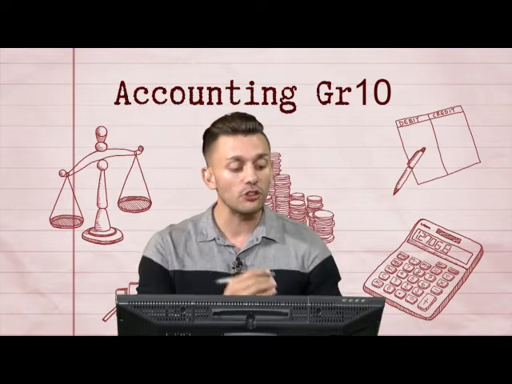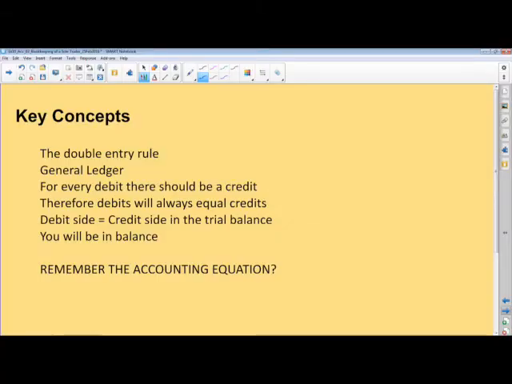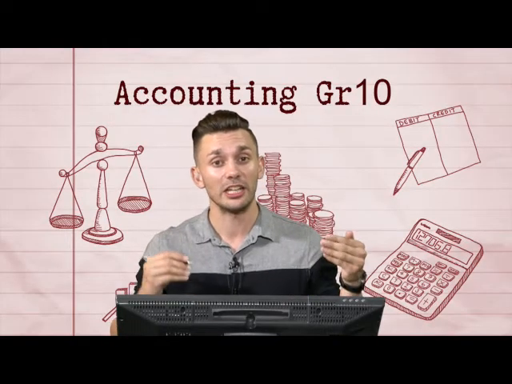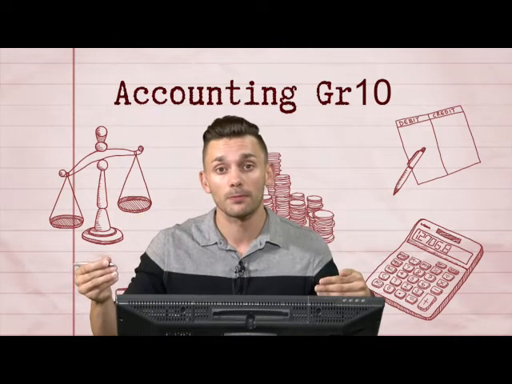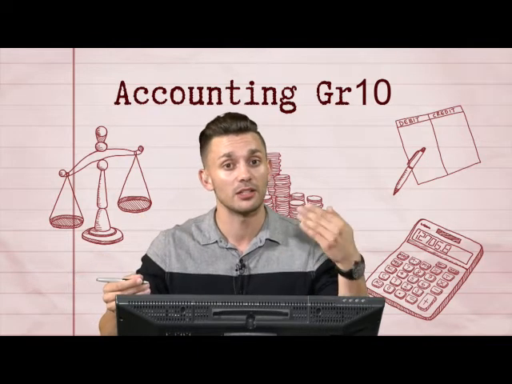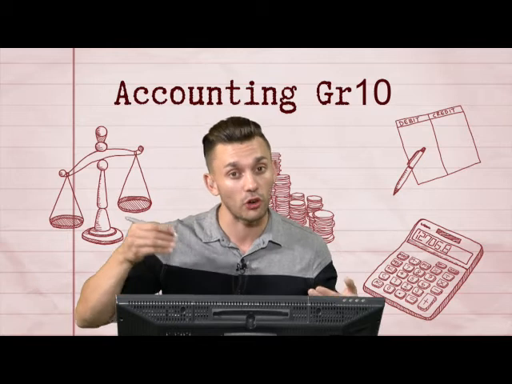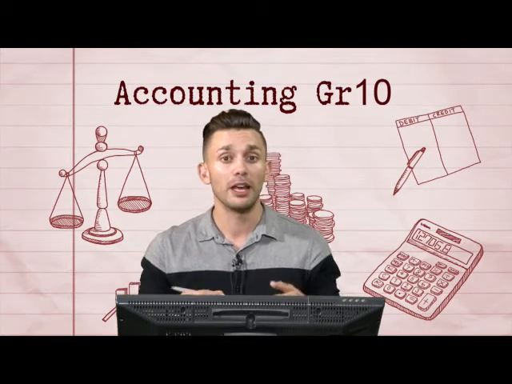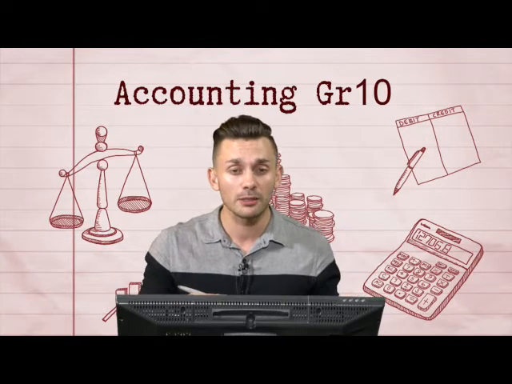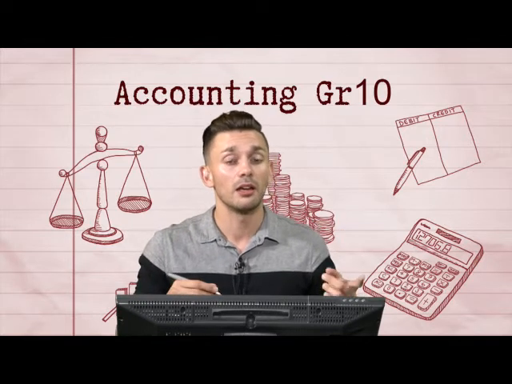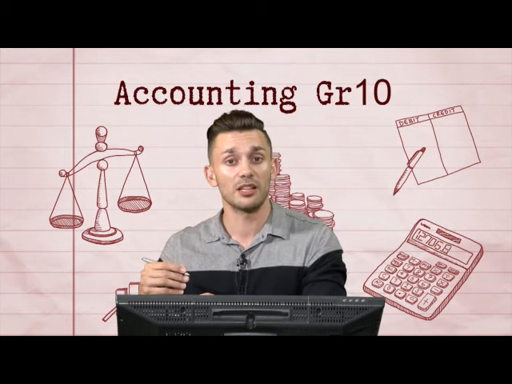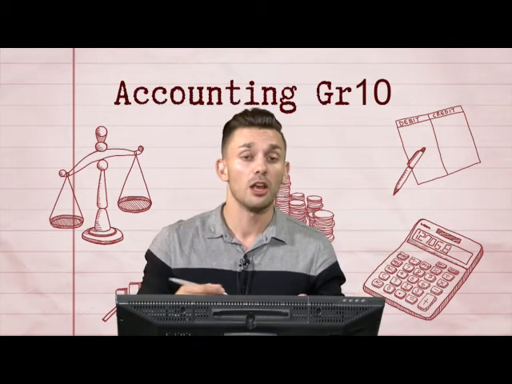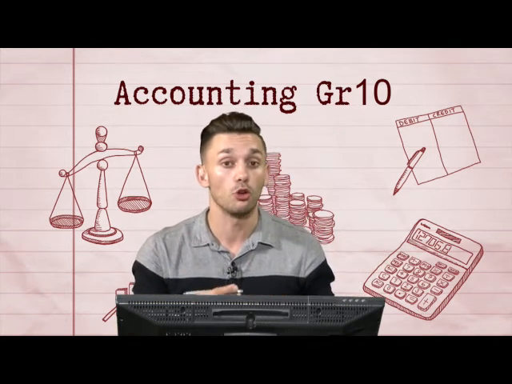The double entry rule is firstly applicable to the general ledger, and this is very important to know. When your debits are not equaling your credits, so your debit side is a certain amount and it differs from the credit side after you did the trial balance, you know that you've made mistakes. You've placed amounts on the wrong side. Maybe you didn't enter the same amount on the debit side, or you left something out on the credit side. So therefore you can double check and go and look for your error.